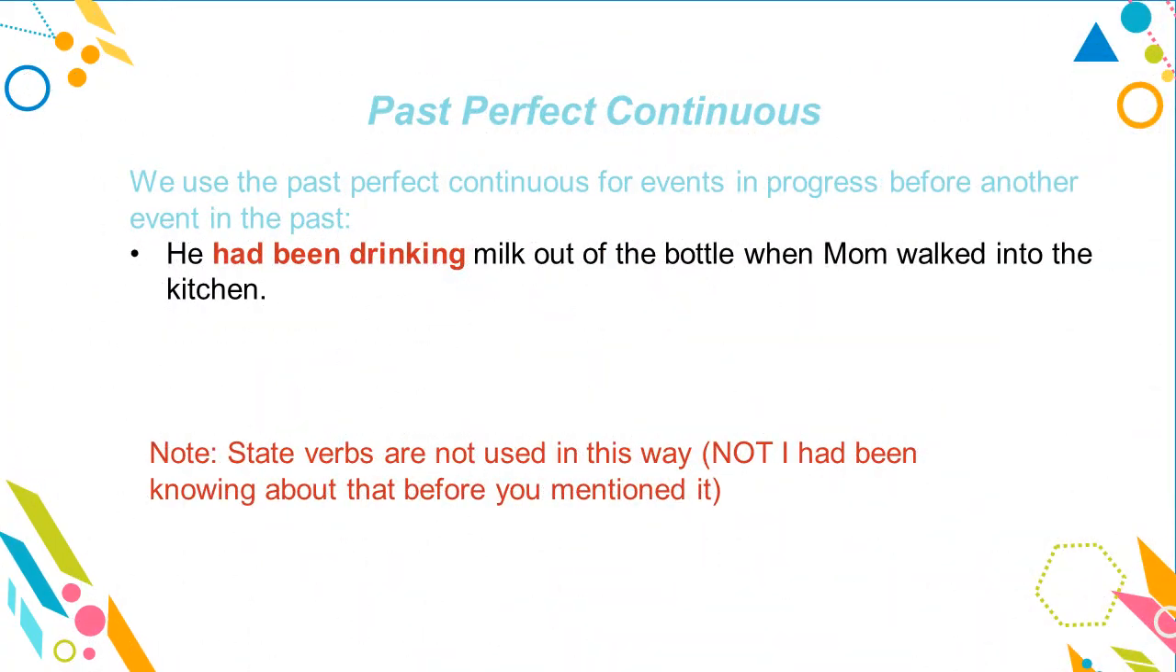Moving to the past perfect continuous, we use the past perfect continuous for events in progress before another event in the past. For example, he had been drinking milk out of the bottle when Mom walked into the kitchen. Note that state verbs are not used in this way. We cannot say, I had been knowing about that before you mentioned it.